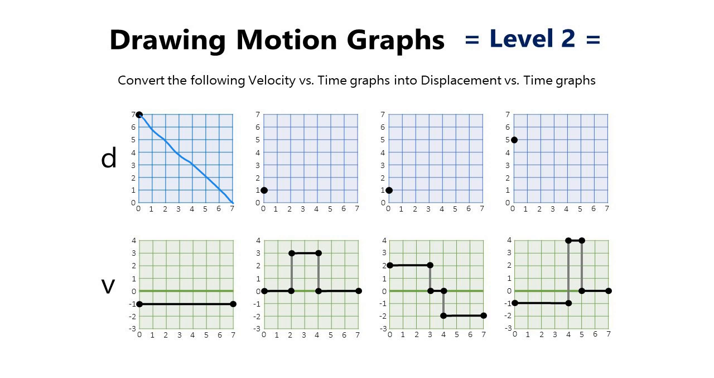Now here, we start with a velocity of 0, so that means we're not moving. But then we have a velocity of 3, so we need to now have a slope of 3. So up 3 over 1, up 3 over 1, and then we go back to having no velocity, so another flat line there.